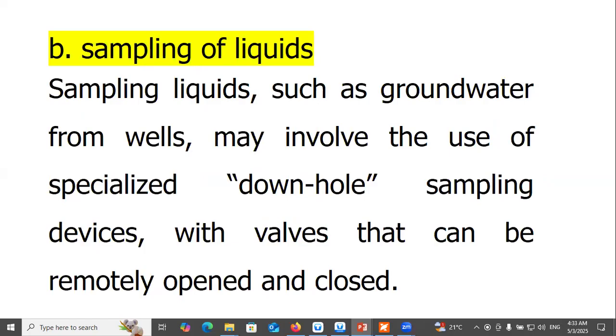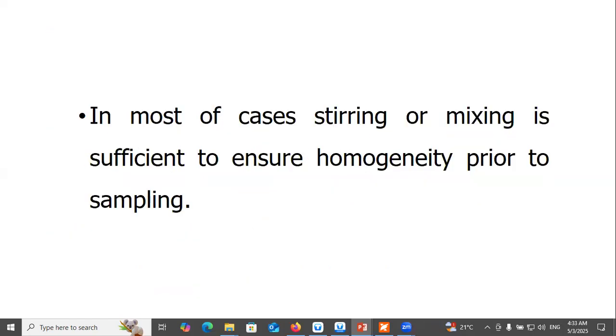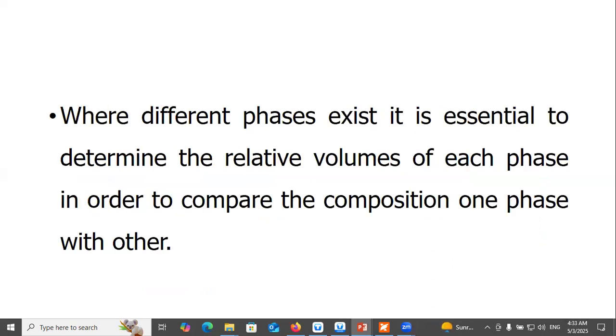Sampling of liquids. Sampling liquids such as groundwater from wells may involve the use of a specialized downhole sampling device with valves that can be remotely opened and closed. In most cases, stirring or mixing is sufficient to ensure homogeneity prior to sampling. Where different phases exist, it is essential to determine the relative volumes of each phase in order to compare the composition of one phase with the other.